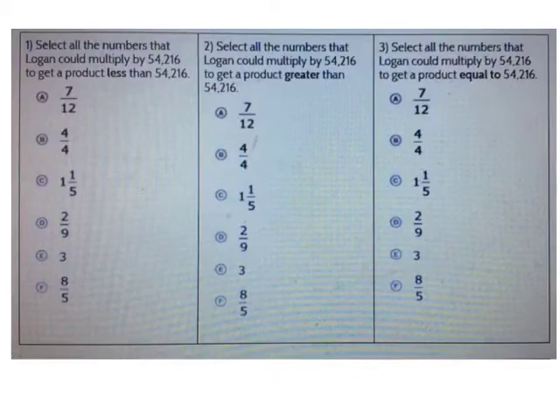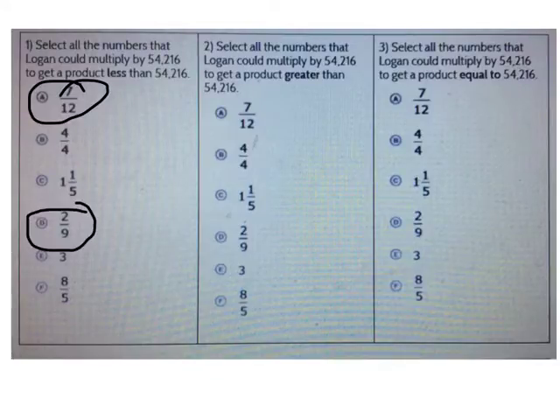Let's look at numbers 1, 2, and 3. Number 1, select all the numbers that Logan could multiply by 54,216 to get a product less than 54,216. So find all of the fractions that are less than 1. Which answer choices are correct? A and D are correct. Both of those fractions are worth less than 1.